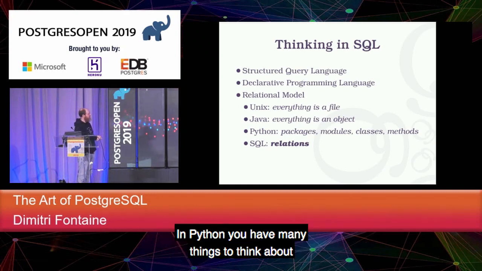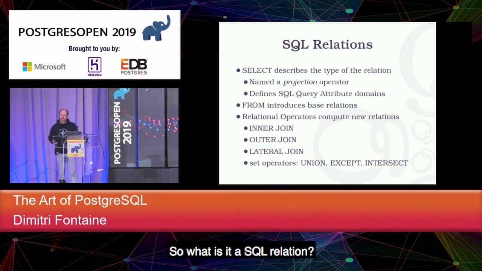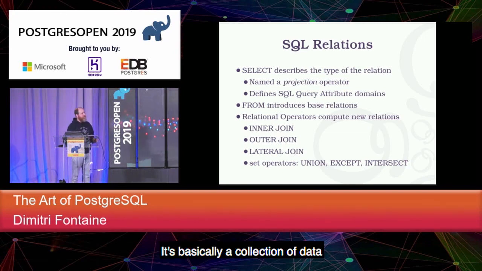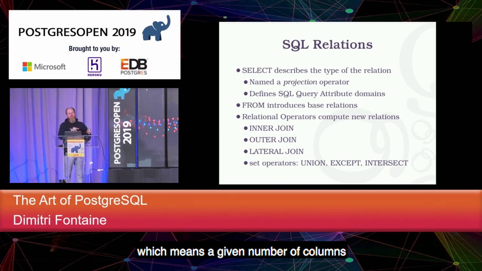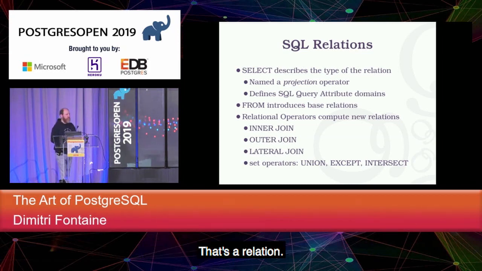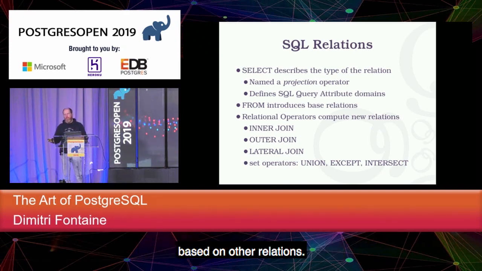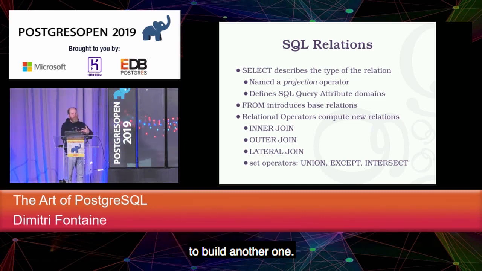In Python, you have many things to think about and tools to work with, and in SQL you have relations. So what is a SQL relation? It's basically a collection of data that all share the same attribute domains, which means a given number of columns, and each column is of a known data type, and every row for this column will have the same data type. That's a relation. And any SQL that you write is going to define a new relation based on other relations.